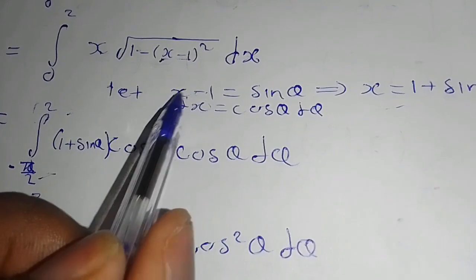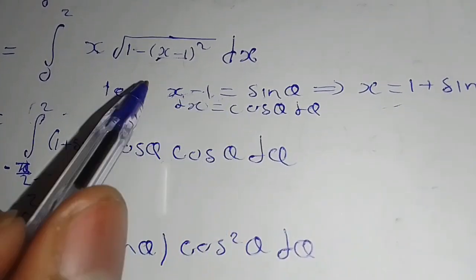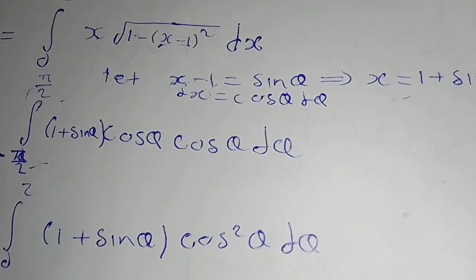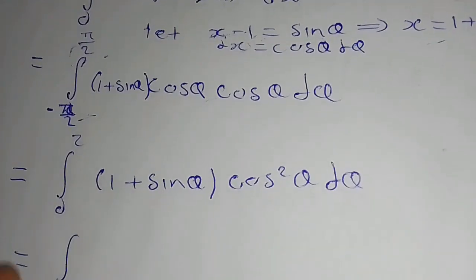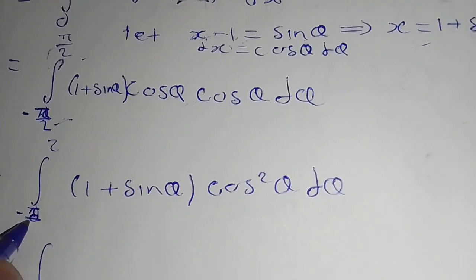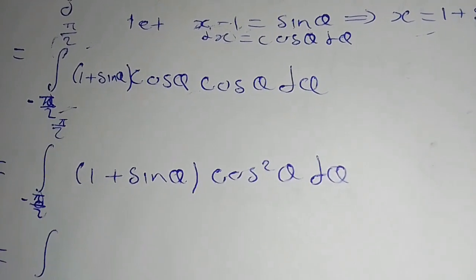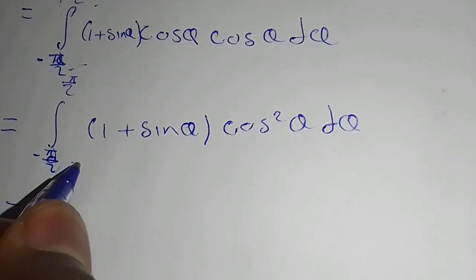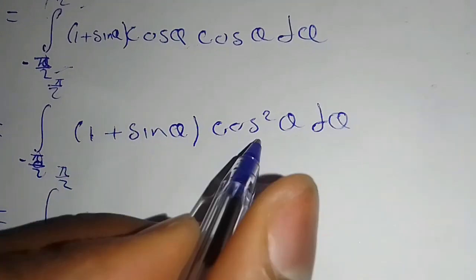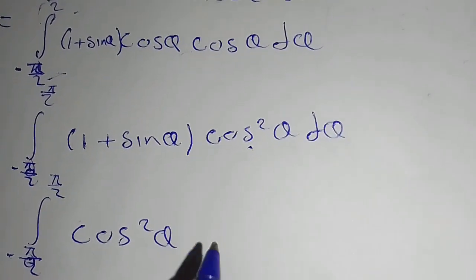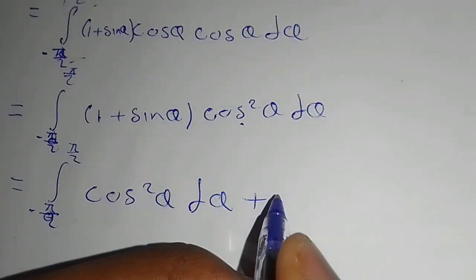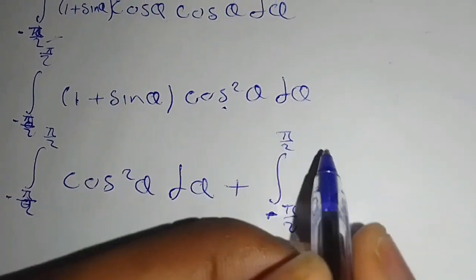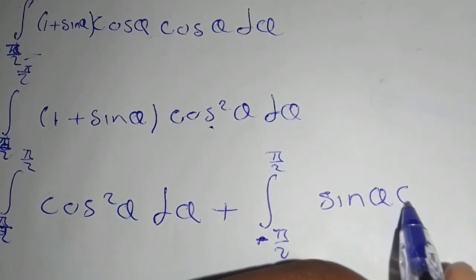And if x is 2, you end up with 2 minus 1, meaning that sine theta equals 1. And where is sine theta equal to 1? At pi over 2, right? So then you have this integral from minus pi over 2 to pi over 2. You split the integral: you have 1 times cos square theta, that's going to be the integral of cos square theta d theta, plus the integral from minus pi over 2 to pi over 2 of sine theta cos square theta.